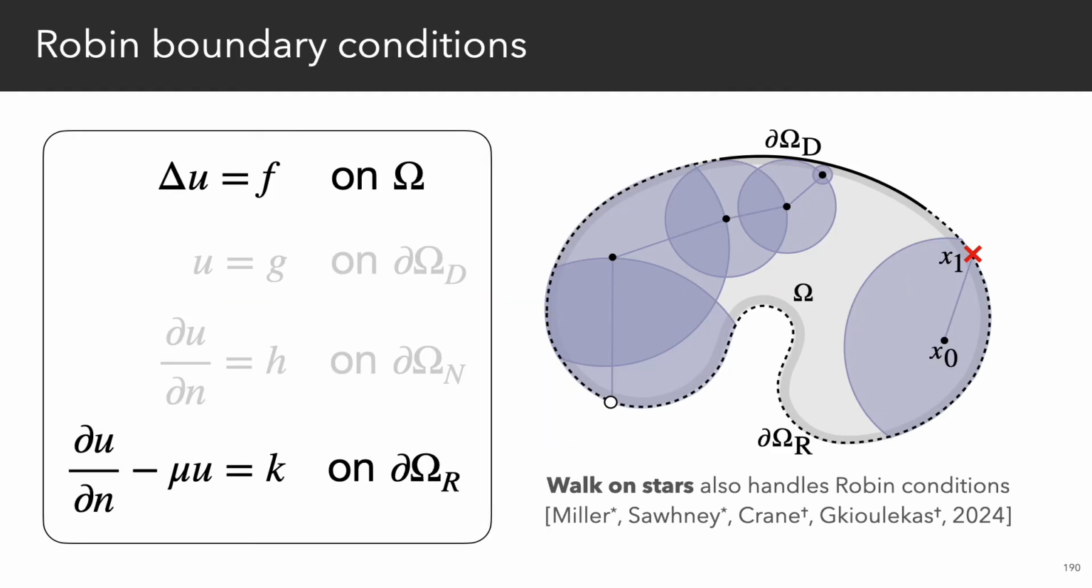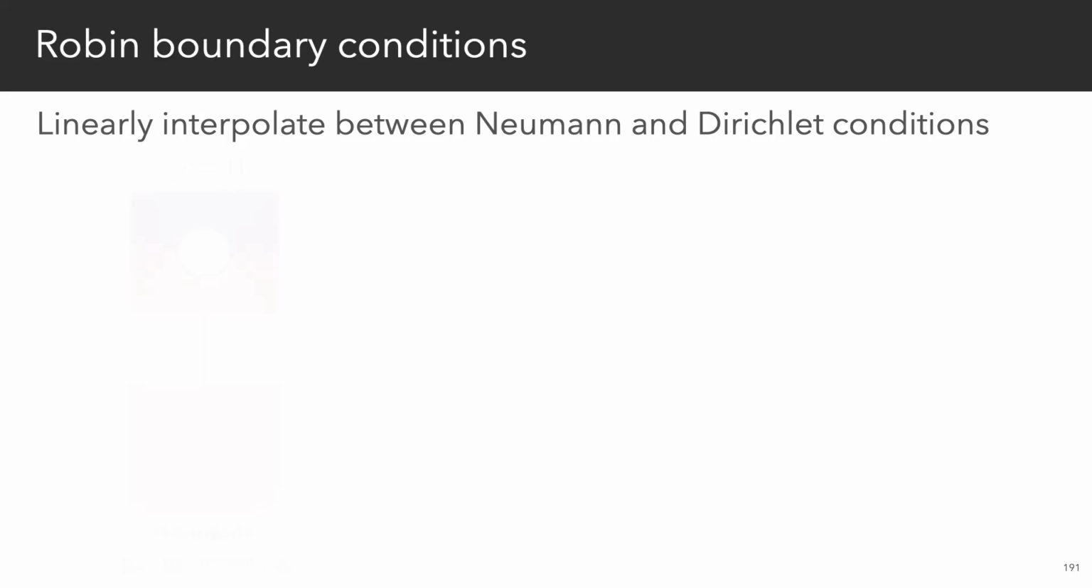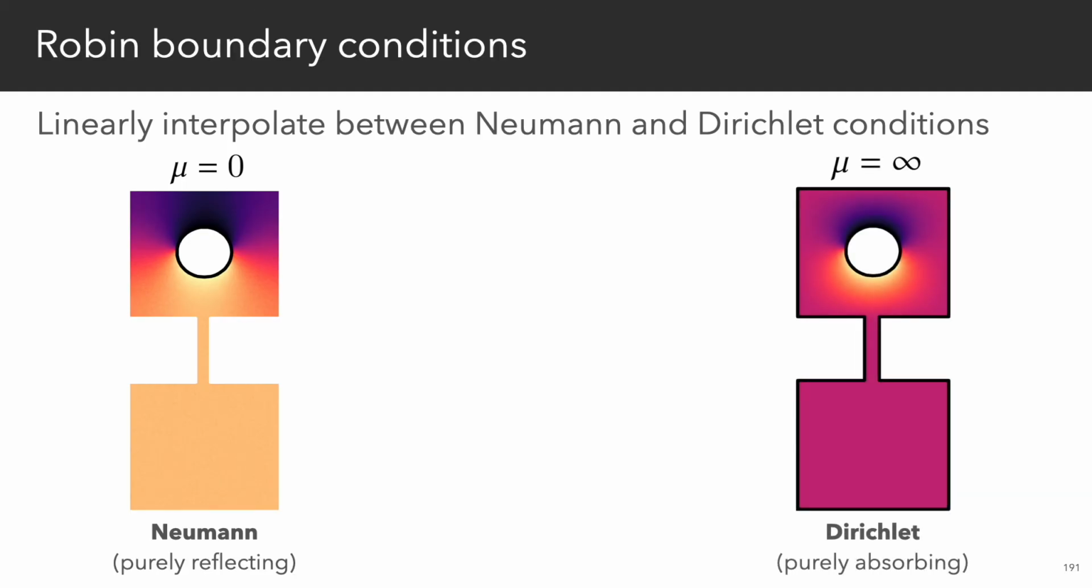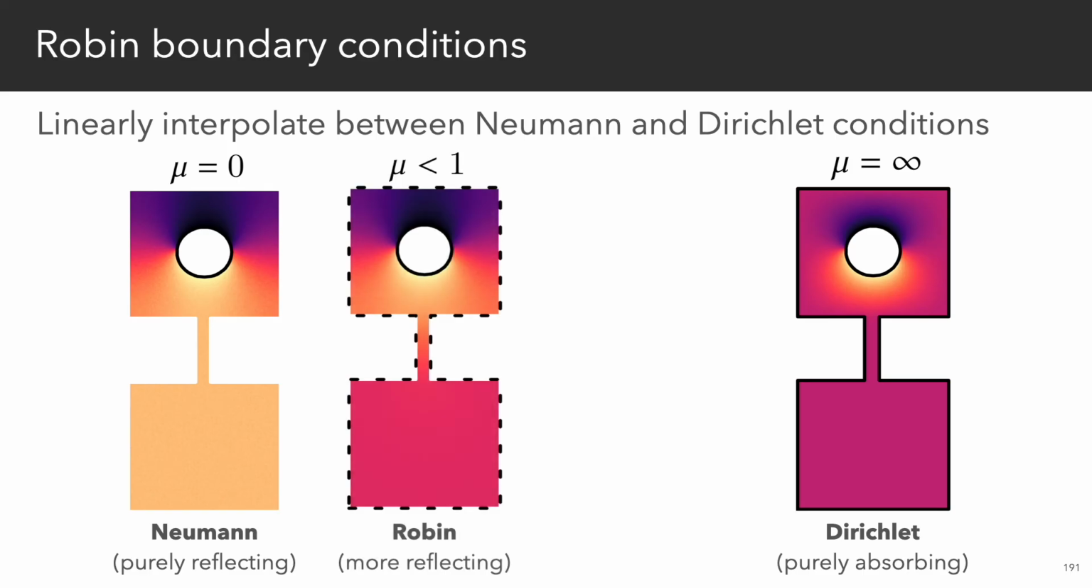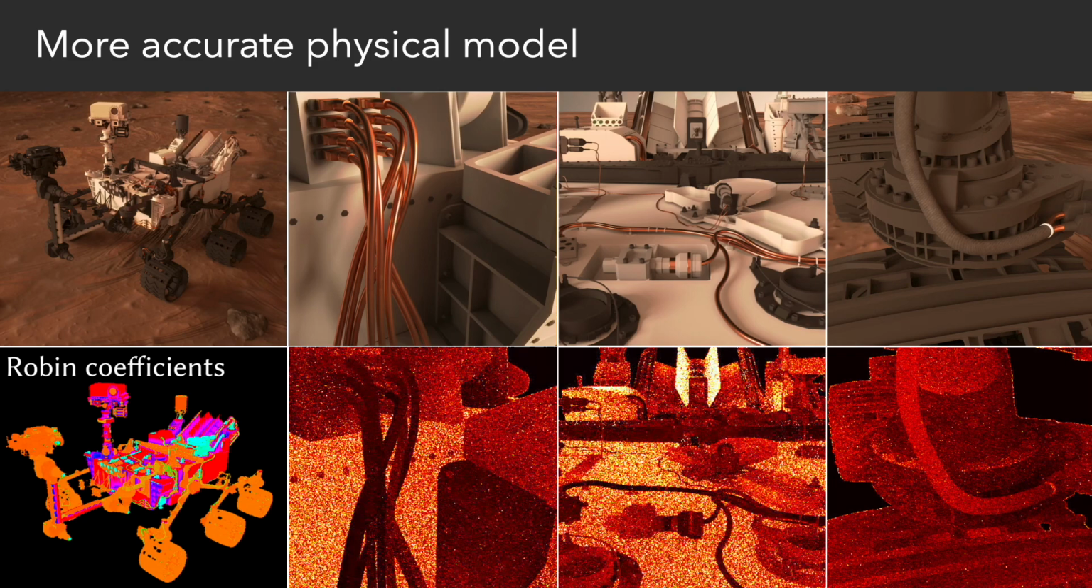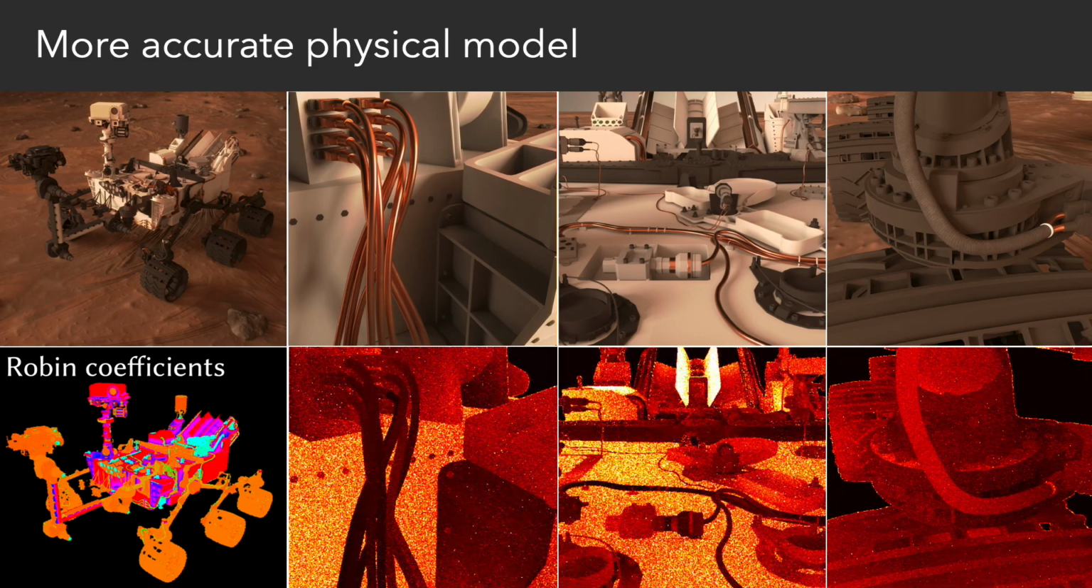The stochastic perspective also helps us extend walk-on stars to Robin boundary conditions, which linearly interpolate a PDE solution between purely reflecting Neumann conditions and purely absorbing Dirichlet conditions, as the Robin coefficient mu is increased. We actually use these boundary conditions in the Mars rover example I showed earlier because they describe surfaces that are neither perfectly reflecting, like an ideal insulator, nor perfectly absorbing, like a black body. In general, these boundary conditions provide a more realistic description of physical materials.